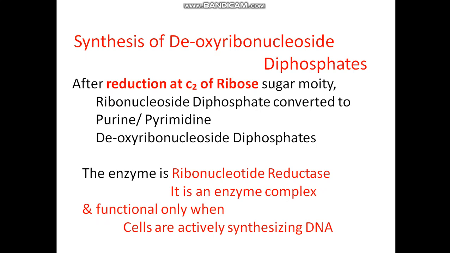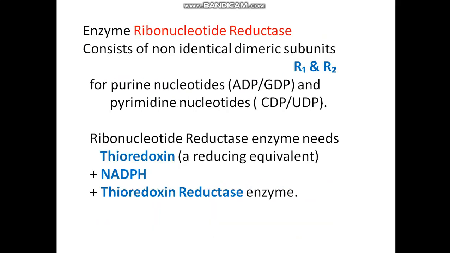And it is functional only when the cells are actively synthesizing DNA. That means the cell is at the S phase, then only this ribonucleotide reductase enzyme is active. This ribonucleotide reductase enzyme consists of two non-identical dimeric subunits, that is R1 for purine nucleotides and R2 for pyrimidine nucleotides. And they need thioredoxin, which is a reducing equivalent, thioredoxin reductase enzyme, and NADPH for their action.